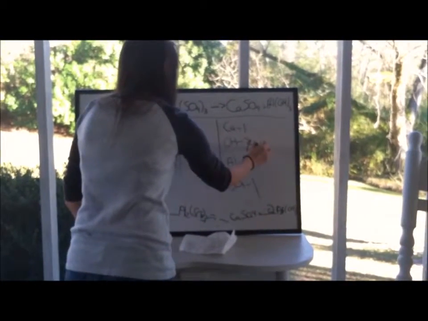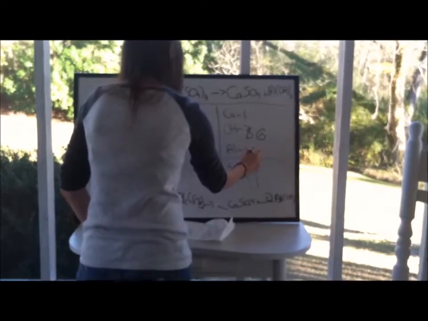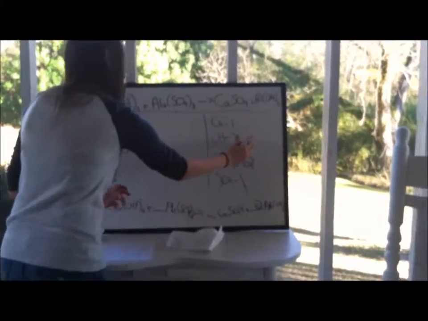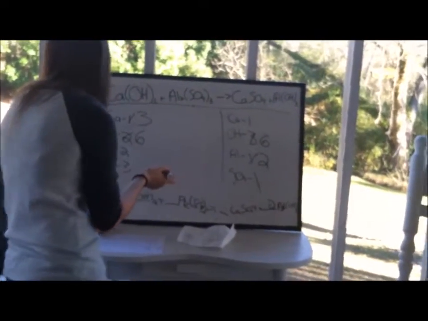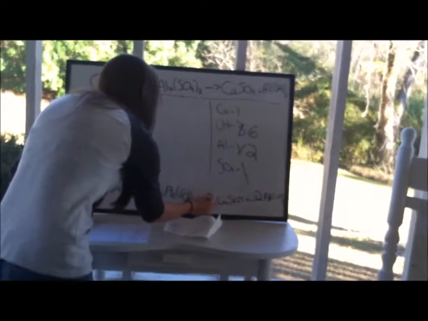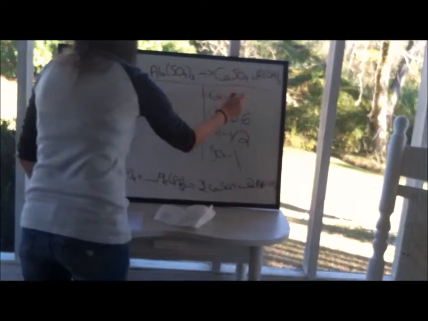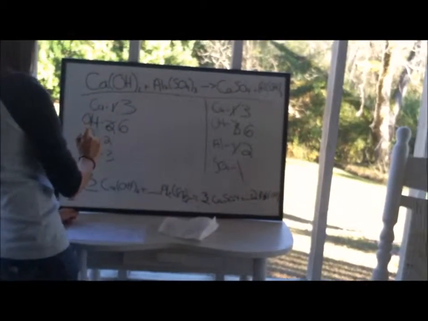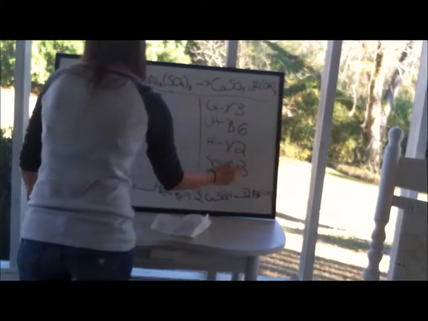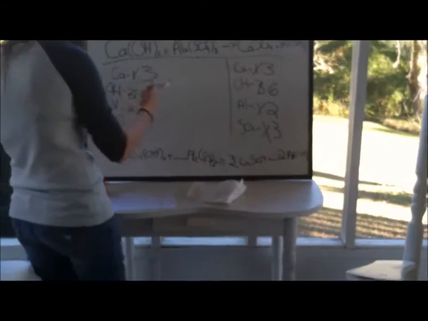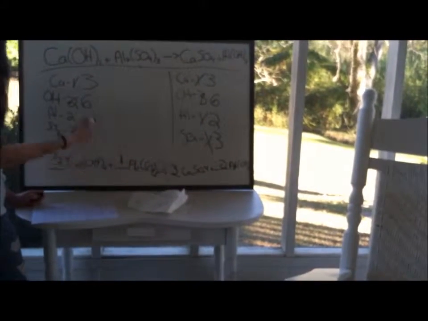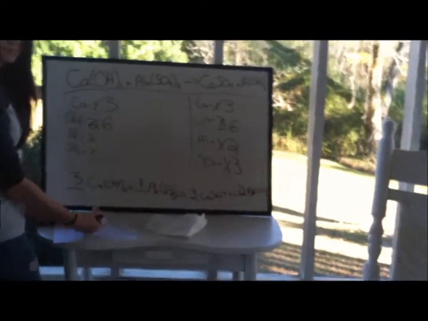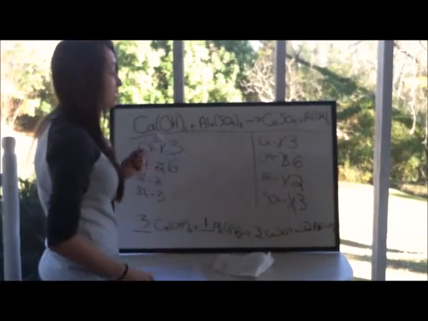Then we'll have 6 hydroxides, and now we have 2 aluminum. So now our calciums are unbalanced. So on this side, let's put a 3 in front. So now we both have 3 calciums, and now we have 3 on this side. So now our equation is balanced. Since we have nothing here, you can just put a 1 or leave it blank. Now, that's how to balance a chemical equation.